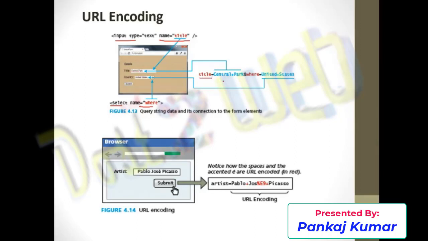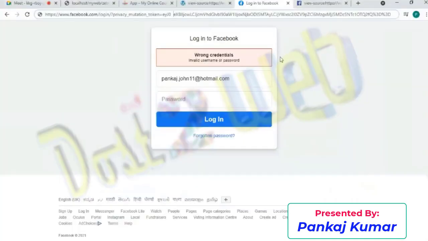I have filled in central park, so central, I've given a space between central and park. So when it is going to be submitted in the URL, it will take a plus, right? Then park, and where is equal to United States. You can even see the result in a different way.